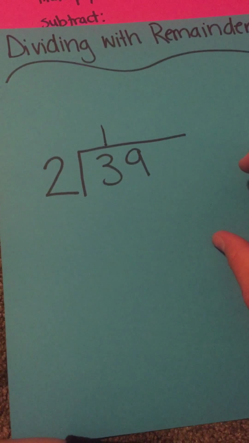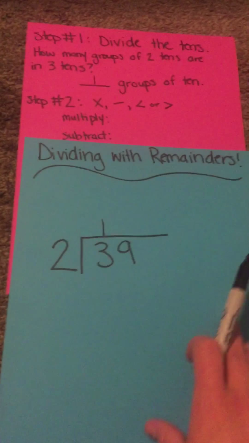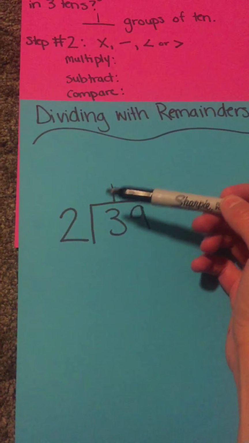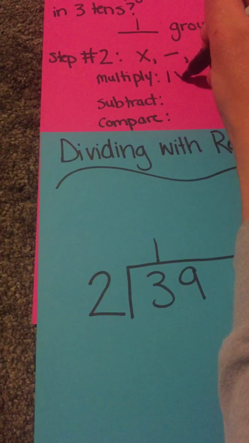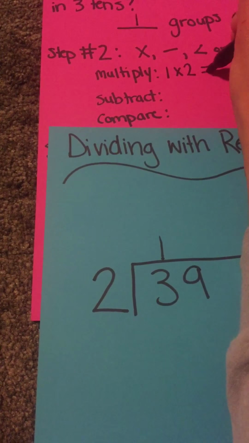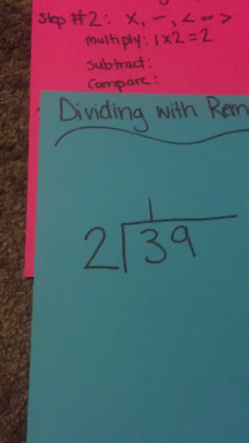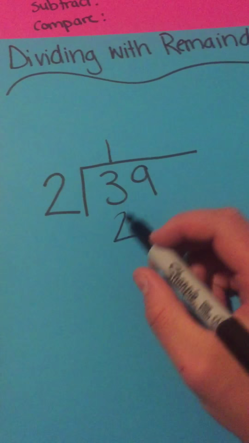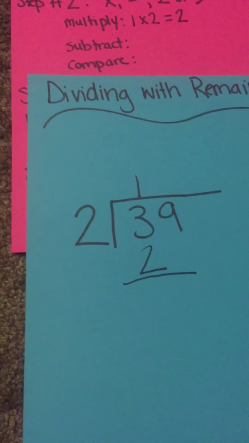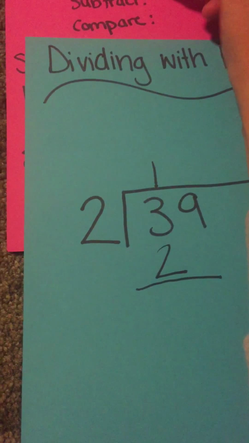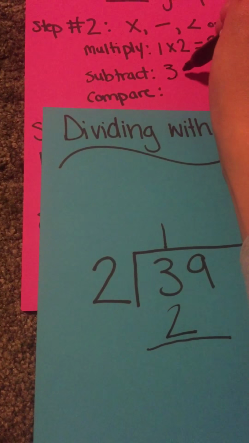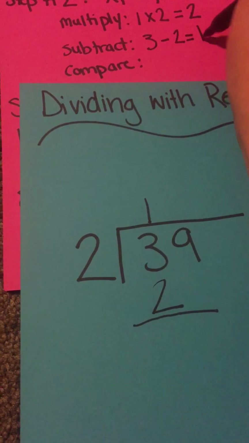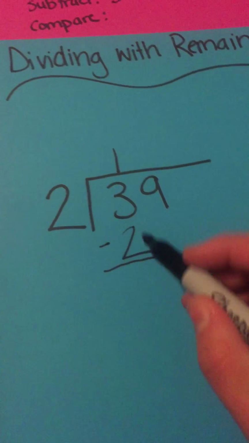Our step 2 is to multiply, subtract, and to compare. So first we're going to multiply 1 times 2, and that gives us 2. So over here we do 1 times 2 is 2, and then we subtract. So we take the 3 minus the 2, and we get 1. So then you do the same thing right here.